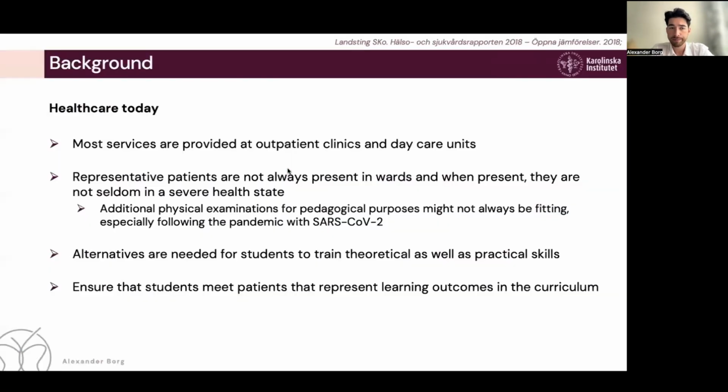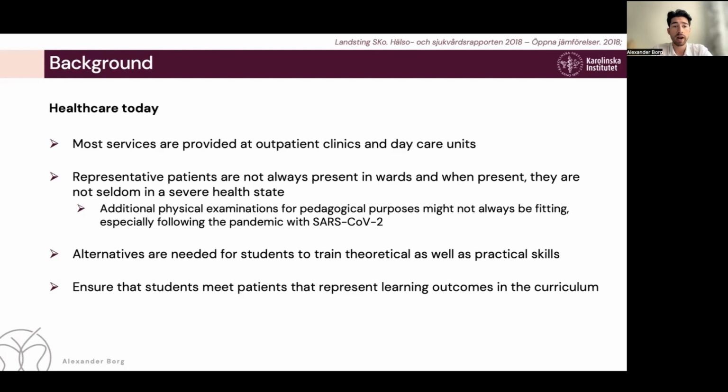So in healthcare today, most health providing services are given at outpatient clinics and daycare units. This is not the same for undergraduate students within health professions education, since most of their clinical rotations are at inpatient units at hospitals. And representative patients might not always be present in wards. And when they are, not seldom in a severe health state, making additional physical examinations not always fitting.